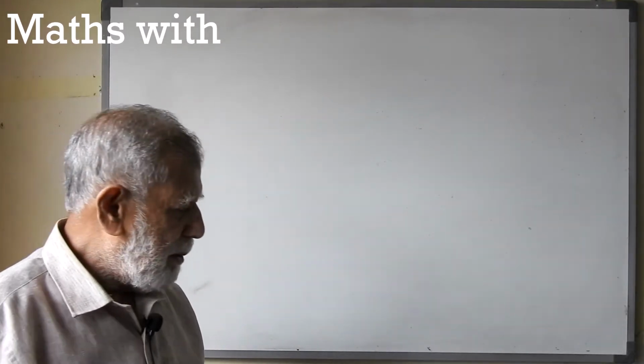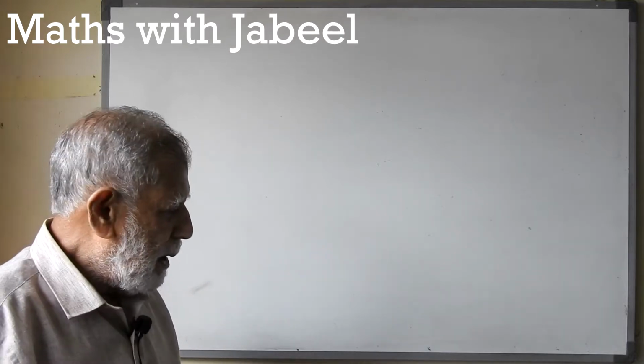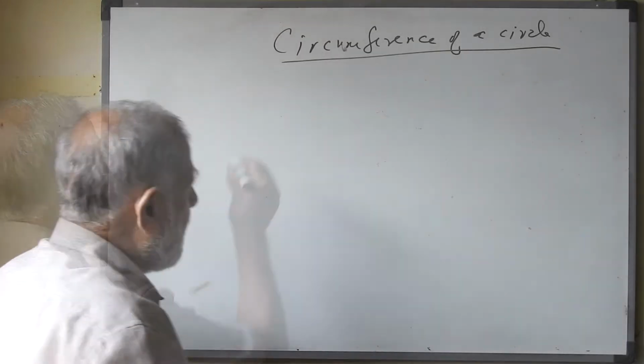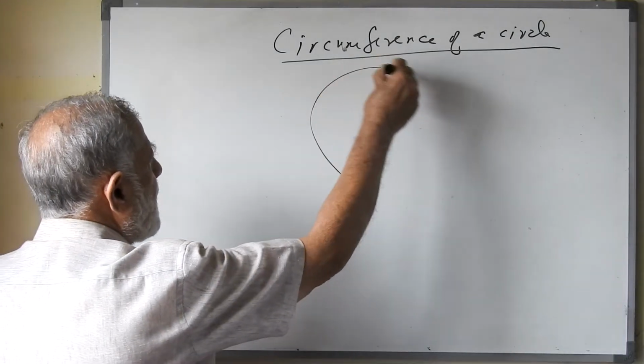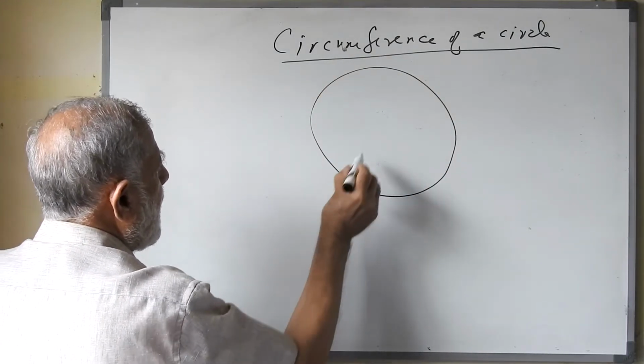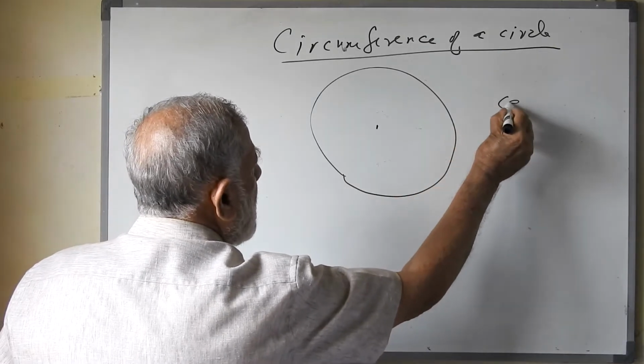Now we have done quite a lot on subdivision and formula. We go to a new topic called circumference of a circle. First of all we must know the parts of a circle. We'll draw a circle here. We call this the center.